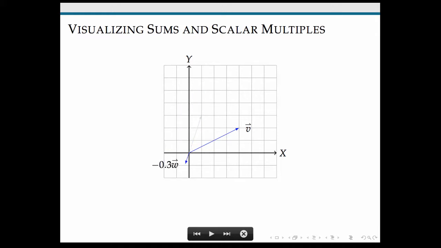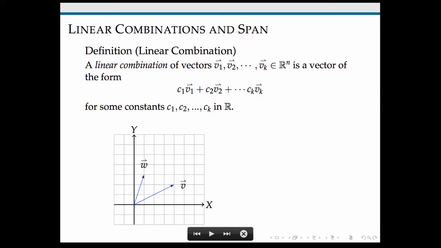But let's look at how we can take scalar multiples and turn them into ways to combine vectors to get new vectors that we would want. A linear combination of vectors is a vector of the form a sum of the product of some constant and our vector 1, some second constant and our vector 2, up to some constant and our last vector on our list. To examine a linear combination, let's look at a sample linear combination with the two original vectors that we had in our diagram.